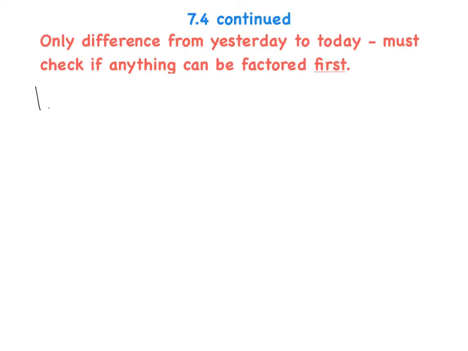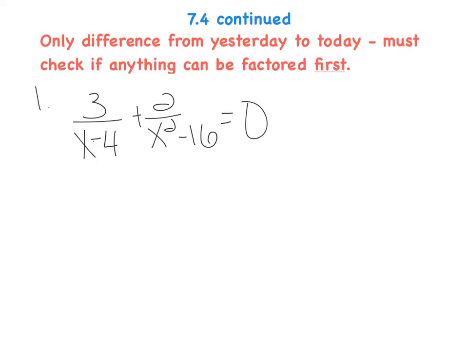and solve from there. So first example we're going to look at today, 3 over x minus 4 plus 2 over x squared minus 16 equals 0. Okay, so first thing, like I said, the new thing today is we have to see if anything can be factored first. So this 3 over x minus 4, I cannot do anything with that. It's all going to say 3 over x minus 4.